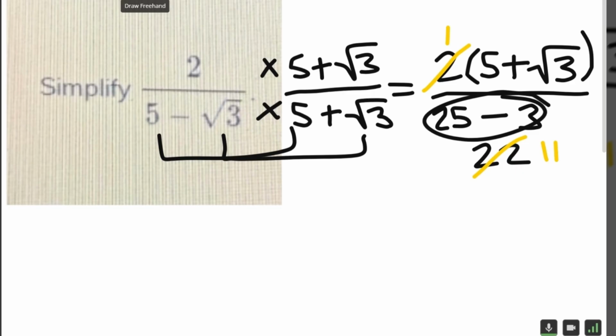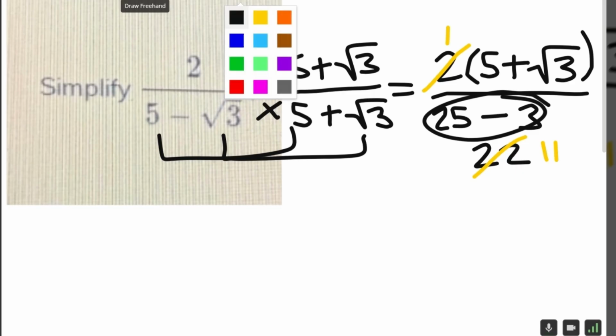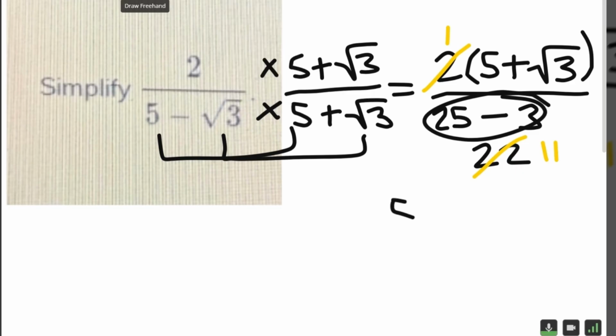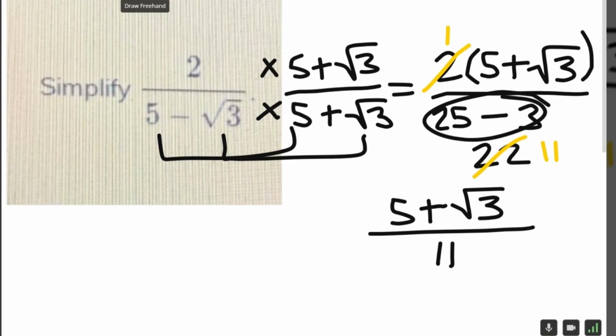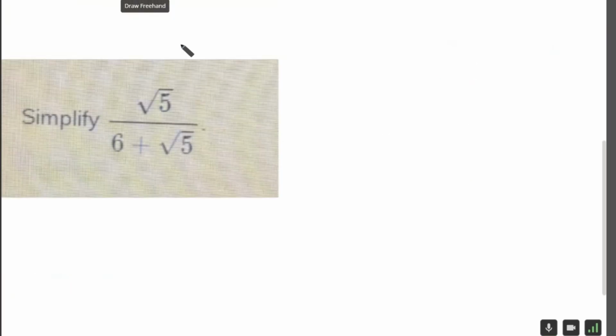And then we can divide out a 2 on top and bottom. And we're left with what? Top will be 5 plus square root of 3 over 11. So multiplying by the conjugate here allows us to rationalize that denominator. And did we rationalize it? Yep, there's no more radical in the denominator. It's just 11. Let's try the next one.